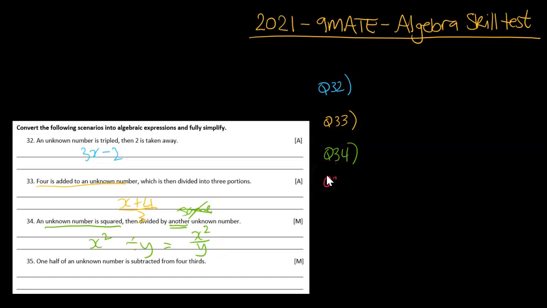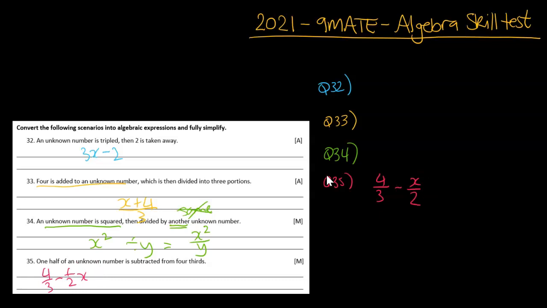And the very final question, question number 35, 1/2 of an unknown number, so 1/2 of x, is subtracted from 4/3. So that's going to be the same as 4/3 minus 1/2 of x. So let's put this over here because we need to do our simplifying because it tells us to fully simplify. So 4/3 minus x over 2, noting I've changed 1/2 of x to x over 2.